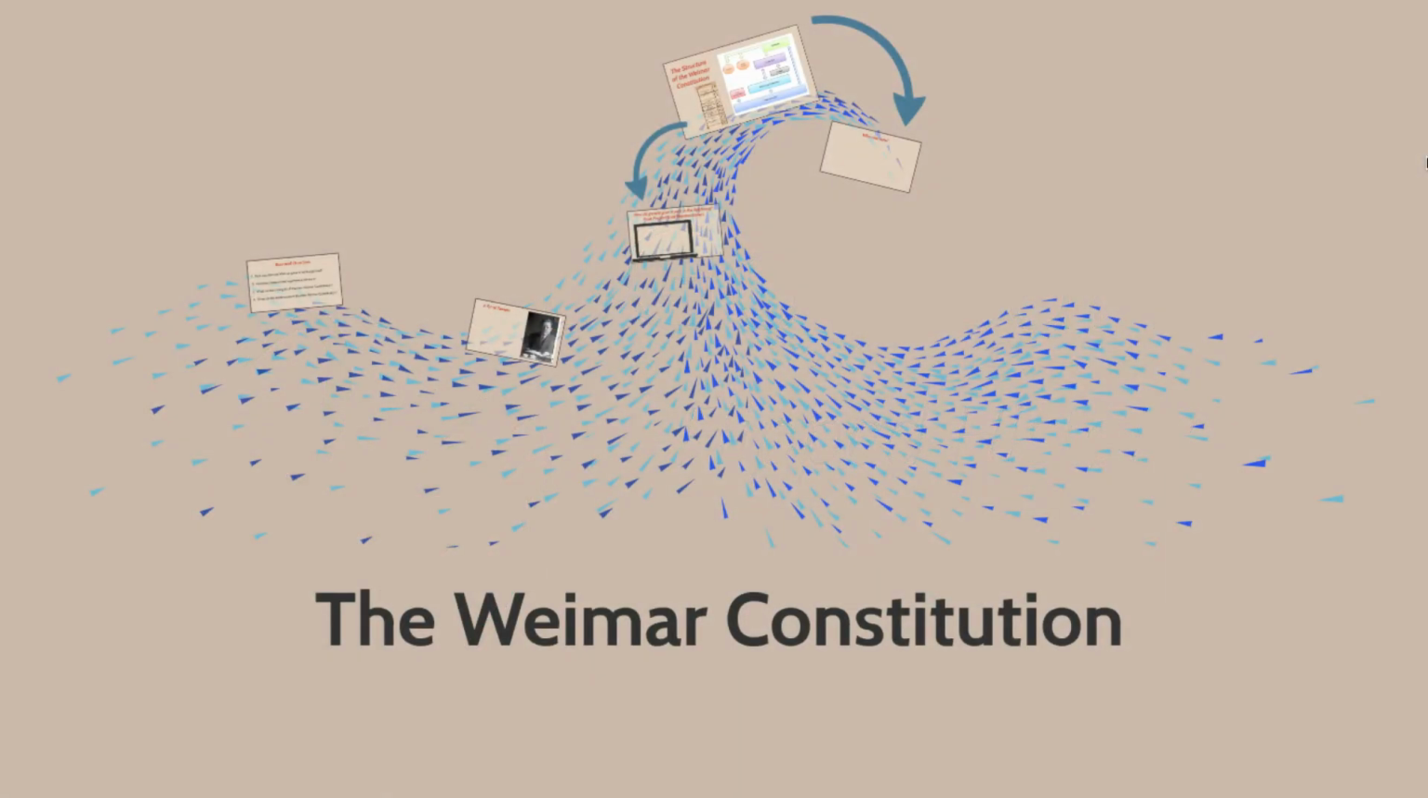In today's video, we're going to be talking about the Weimar Constitution. A constitution is a set of rules setting out how a country will be governed. So once the Kaiser abdicated, the Weimar Republic needed a set of rules to structure itself.